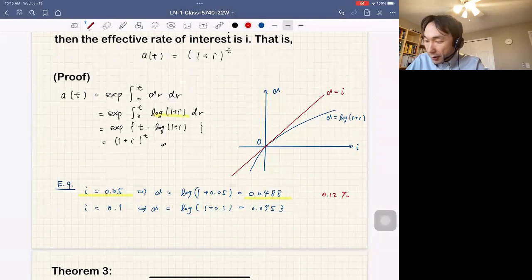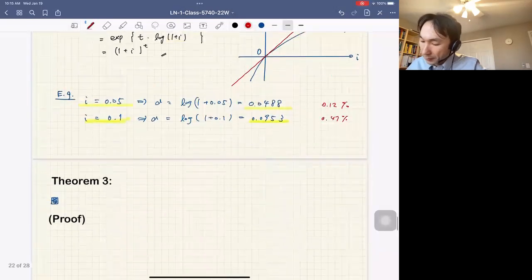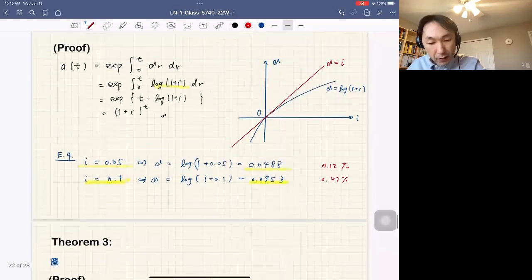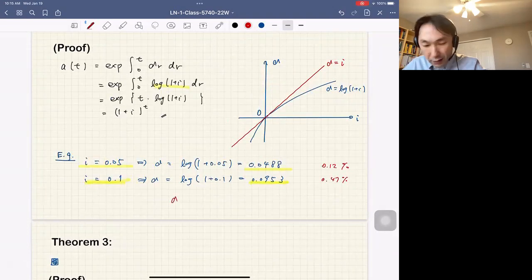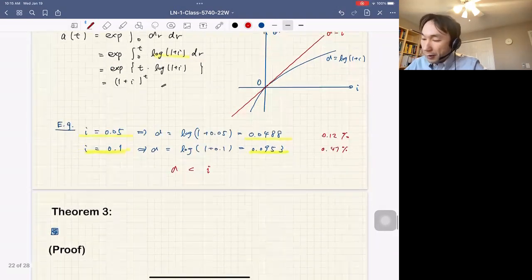But if the interest rate is higher, the difference gets larger. The difference between 10% and 9.5% is 0.47%. So compounding has more power if the interest rate is higher. Any questions? In general, delta is lower than I, and this is true even if I is negative. You can see the graph.